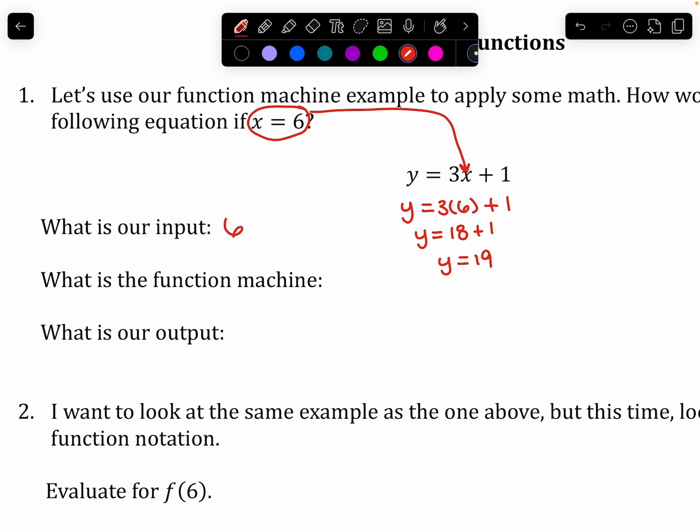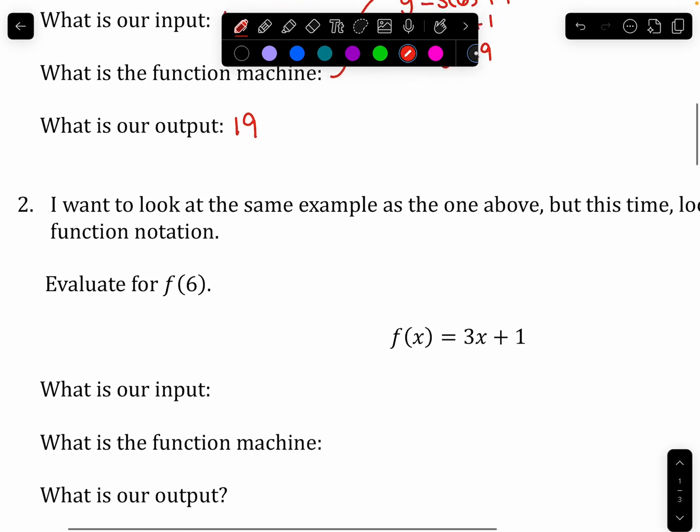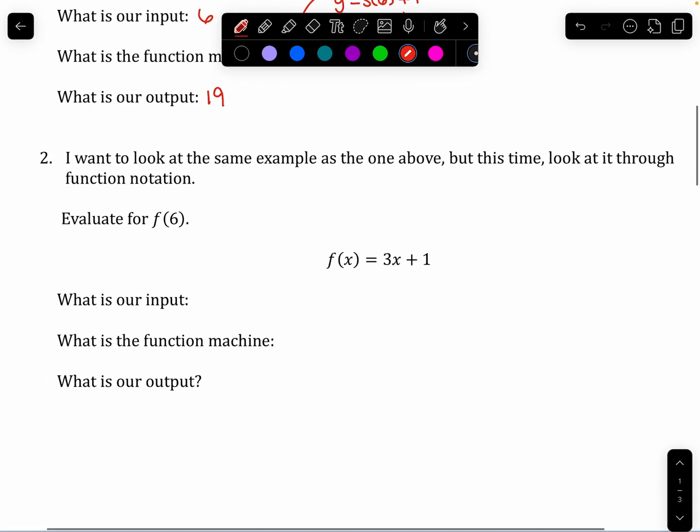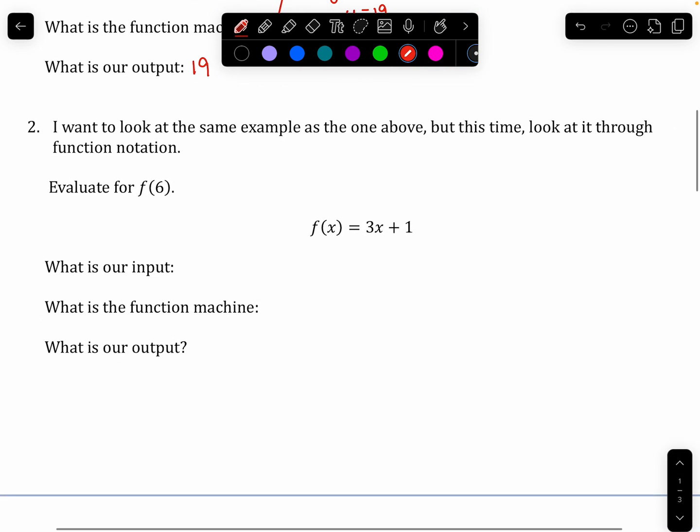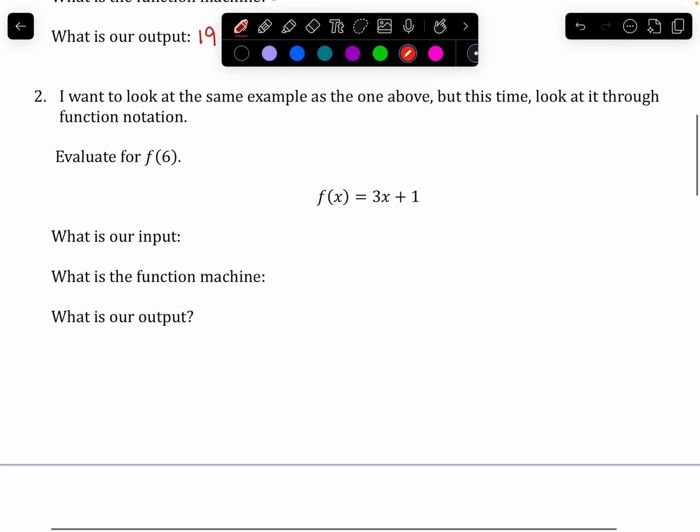So this says, what is our input? Our input is 6. What is the function machine? That is our equation, okay? That is our 3x plus 1. And then the output that we got is 19. Very straightforward, very simple. You input 6, you simplify, you get a number out. When you look at the same problem with function notation, the process is going to be the same, but the way that you are presented the information is going to look a little bit different.